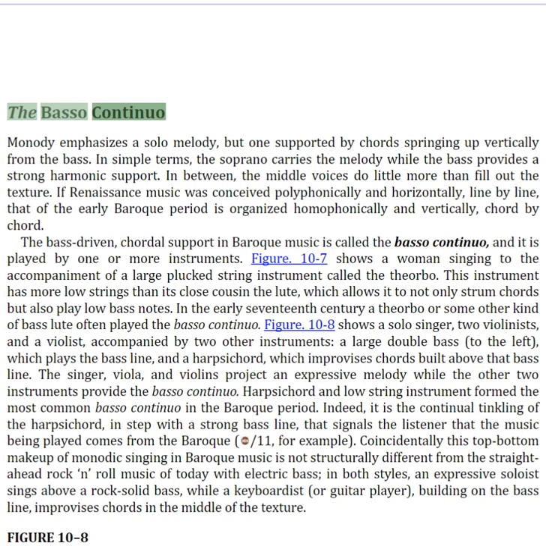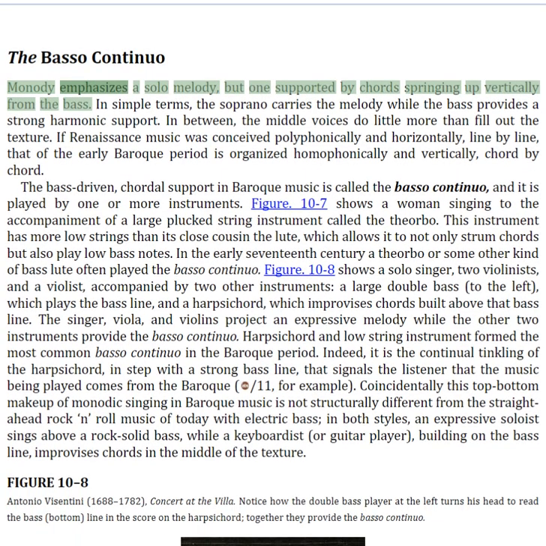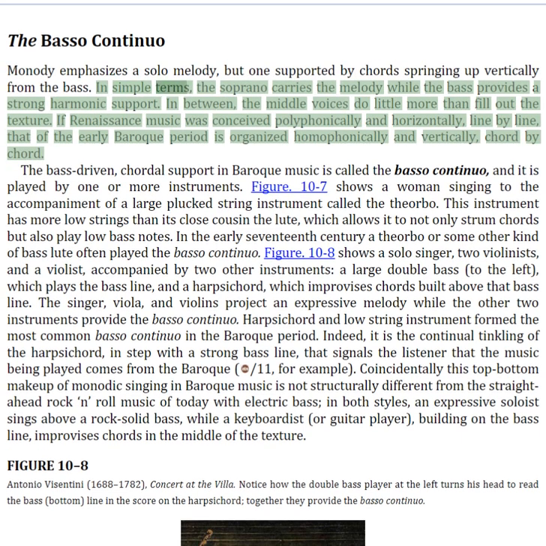The basso continuo. Monody emphasizes a solo melody, but one supported by chords springing up vertically from the bass. In simple terms, the soprano carries the melody while the bass provides a strong harmonic support. In between, the middle voices do little more than fill out the texture. If Renaissance music was conceived polyphonically and horizontally, line by line, that of the early Baroque period is organized homophonically and vertically, chord by chord.